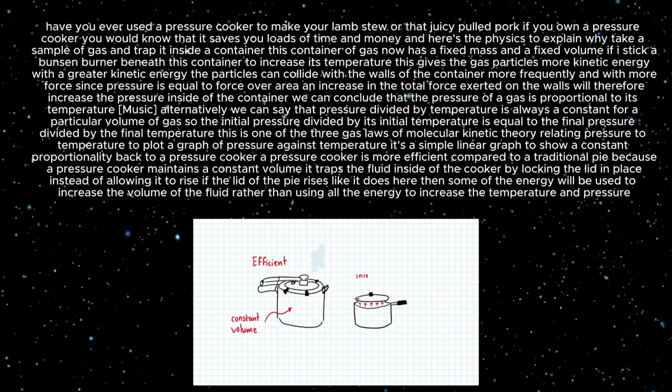A pressure cooker is more efficient compared to a traditional pot because a pressure cooker maintains a constant volume. It traps the fluid inside of the cooker by locking the lid in place instead of allowing it to rise. If the lid of the pot rises like it does here, then some of the energy will be used to increase the volume of the fluid rather than using all the energy to increase the temperature and the pressure.